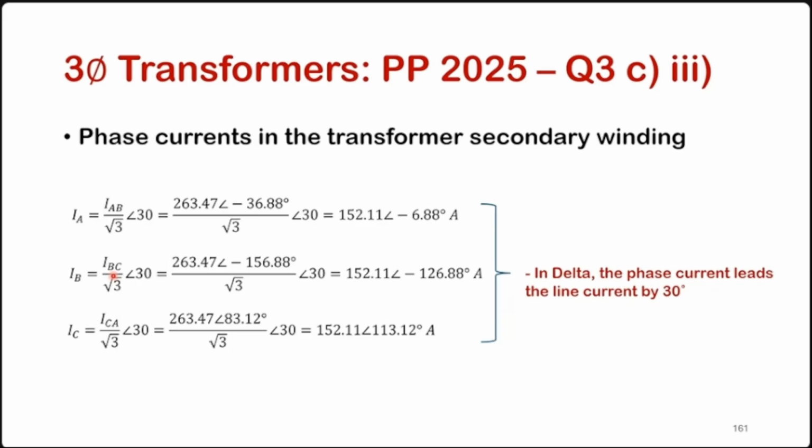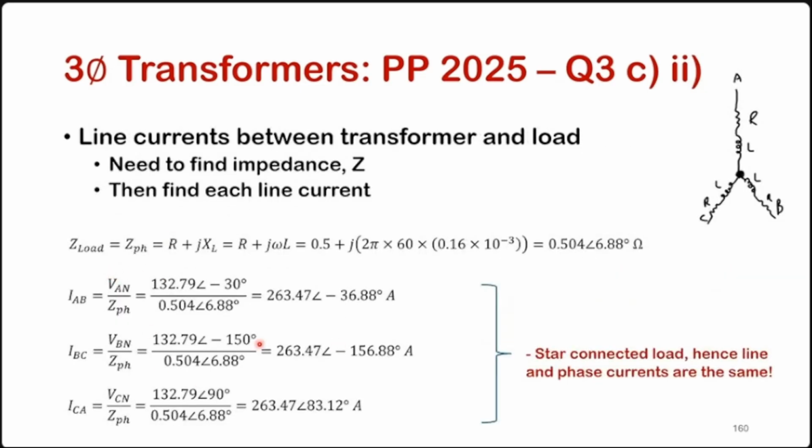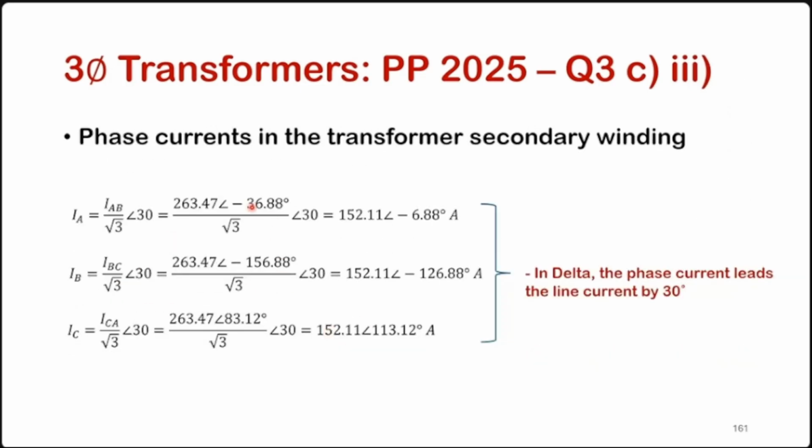So you're taking the line current you calculated before, plugging it in here, dividing by root 3, and including the angle of 30 degrees. When you do that calculation, you'll get the corresponding values. The only way to remember this is actually doing the question and applying it. Looking at it, you're not going to remember anything.